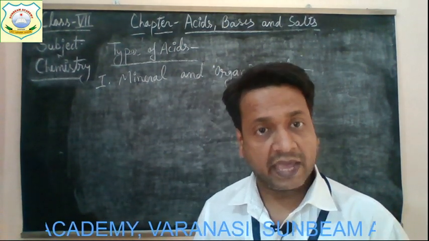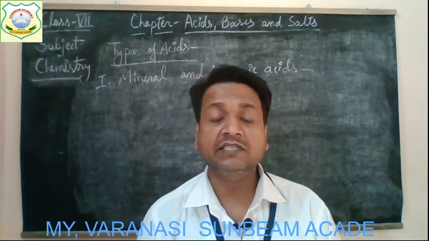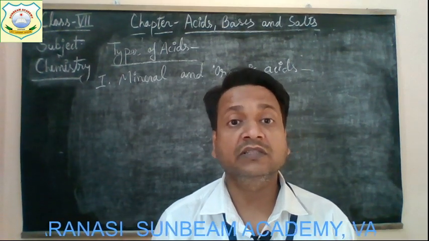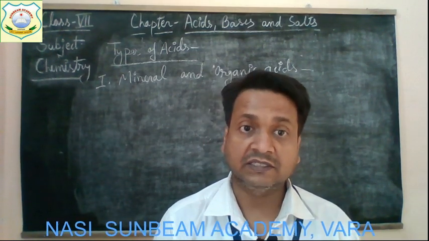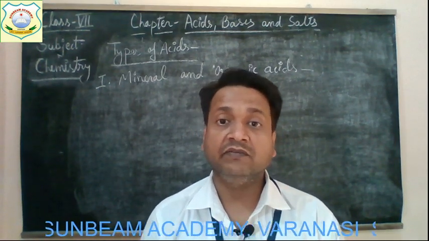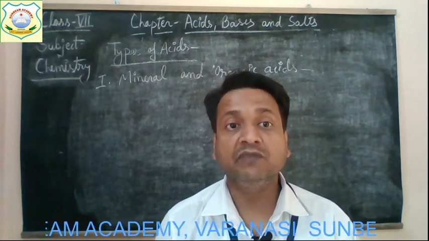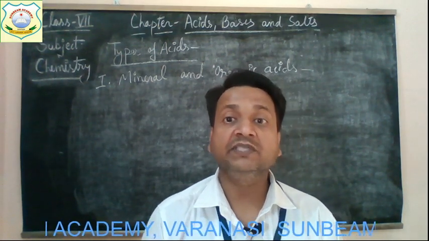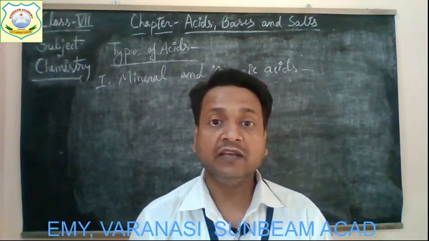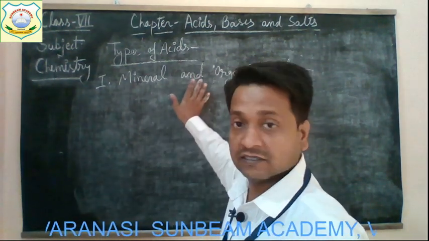All right, children. As we have discussed earlier, hydrochloric acid, sulfuric acid, and nitric acid are known as mineral acids because they are obtained from minerals. And the naturally occurring acids like citric acid, which is present in citrus fruits, acetic acid, which is present in vinegar, and lactic acid, which is found in milk and curd, are present in animal and plant materials. That is why they are termed organic acids.